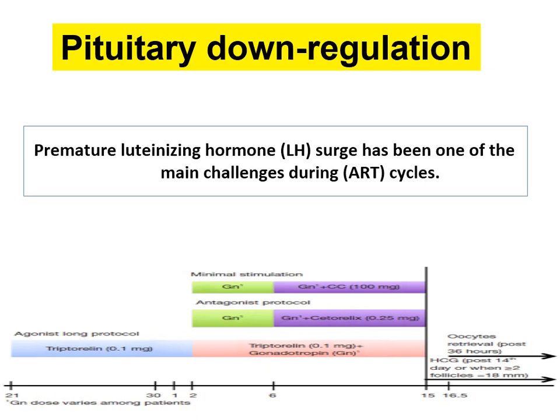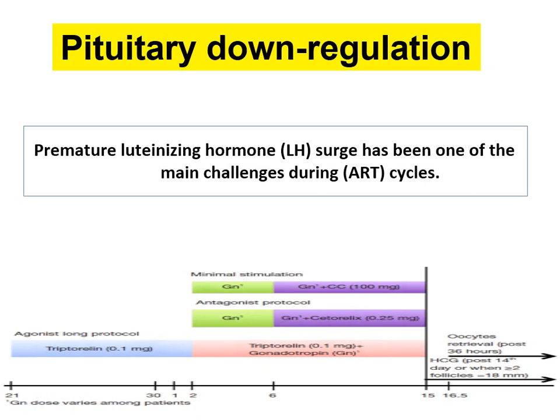The pituitary regulation, downregulation, is performed in all cases of IVF ICSI for fear of premature luteinization, which means premature surge of LH that leads to rupture of the follicles, and we cannot aspirate these follicles.